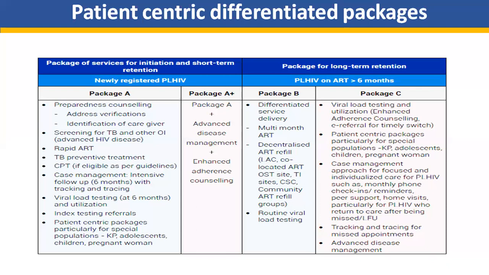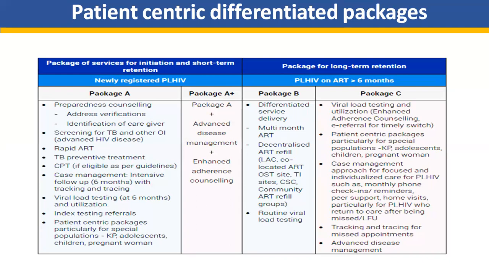Now, patient-centric packages, particularly for the patient key populations like adolescents, children, and pregnant women, we have to talk to them frequently. We have to give them special time, and we have to give them psychosocial support. The package A plus is advanced disease management, less than 6 months, but advanced disease like less than 200 cells per cubic millimeter of CD4, child 5 or less than 5, and a WHO clinical stage 3 or 4. These all need lots and lots of care. This group of A plus patients really need our care and support.